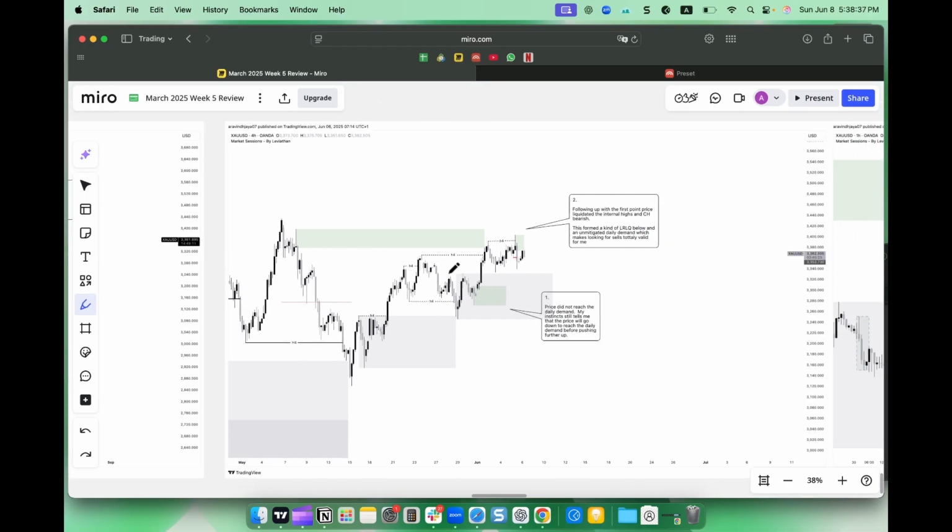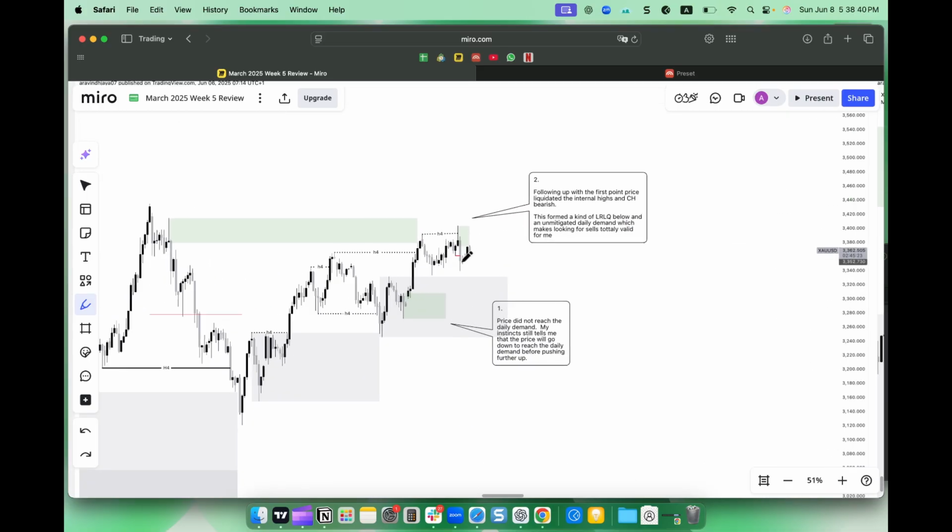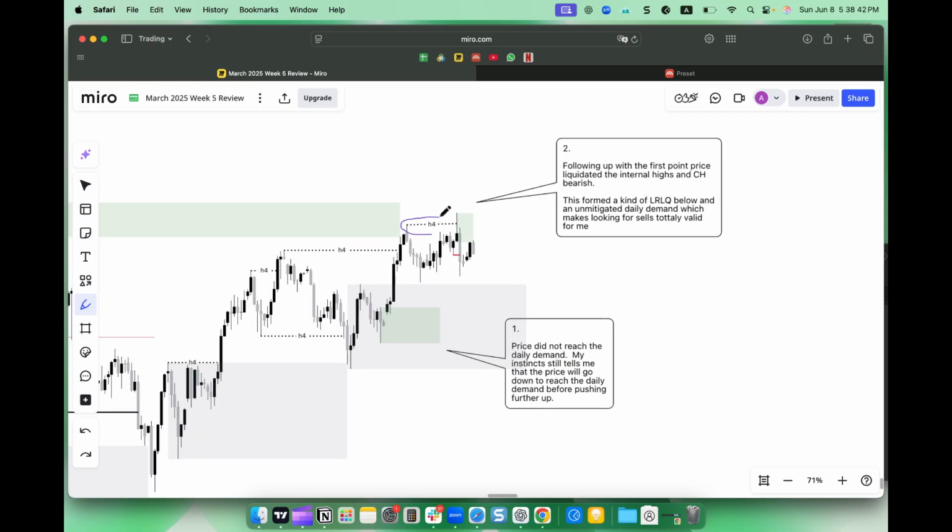So the daily demand is my target, and from the 4-hour perspective, you can see that the price has liquidated the internal high, which means the internal low has now become weak and it can be targeted. And price has also chalked bearish, by the way. So this is a valid supply from which I can look for sells.